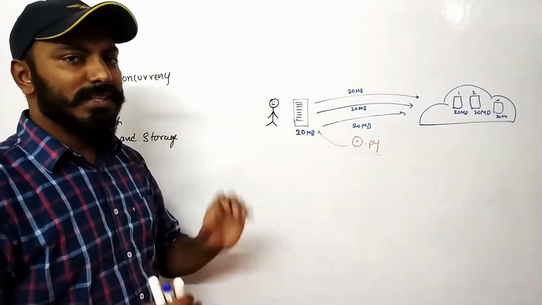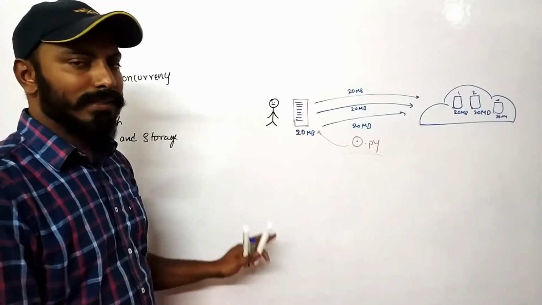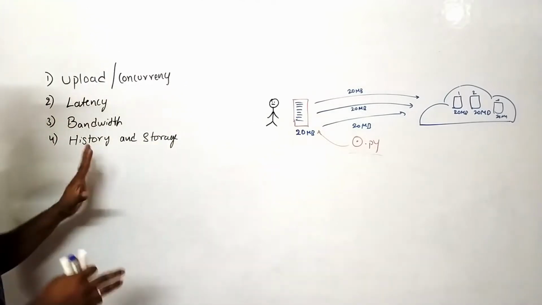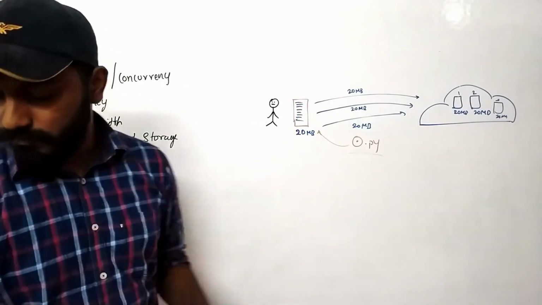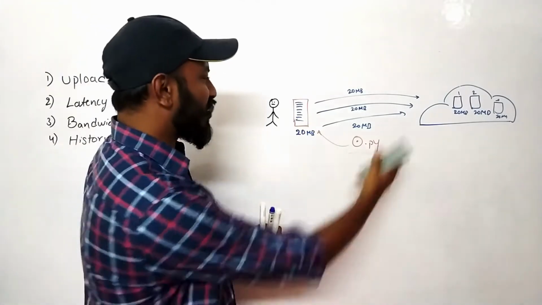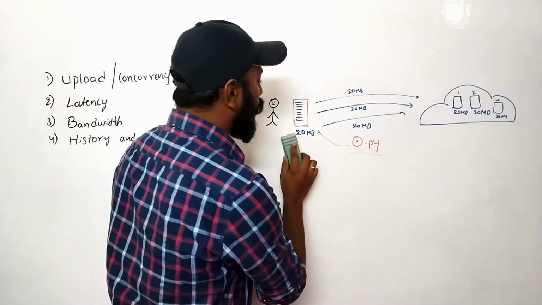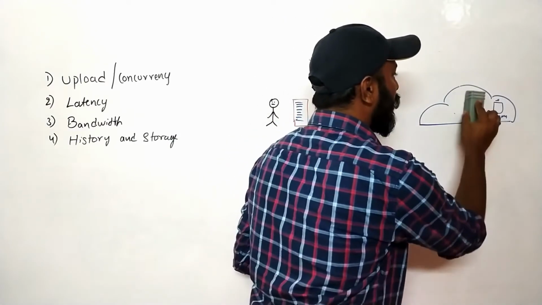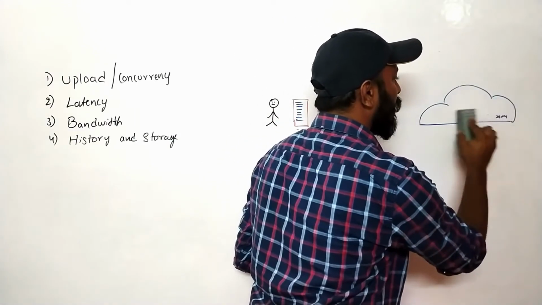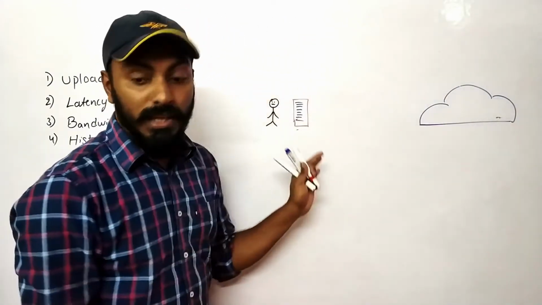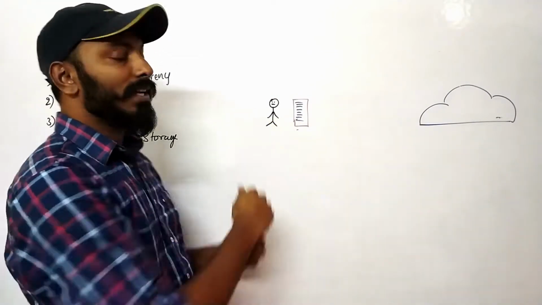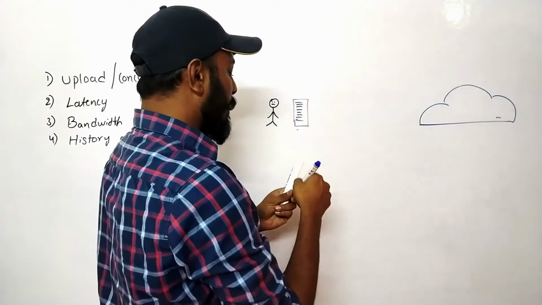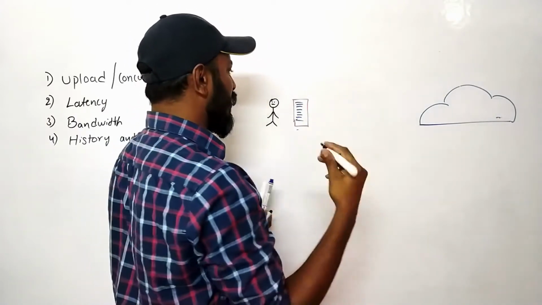So now let's sit back, relax, and design in a different way where all of these problems are solved. So what do we do? Instead of thinking of the whole file as one entity, let's think differently. Let's break this file into multiple chunks.